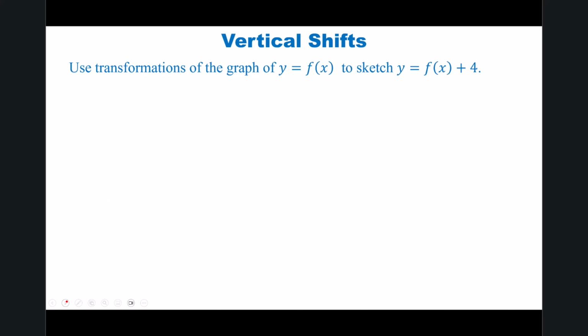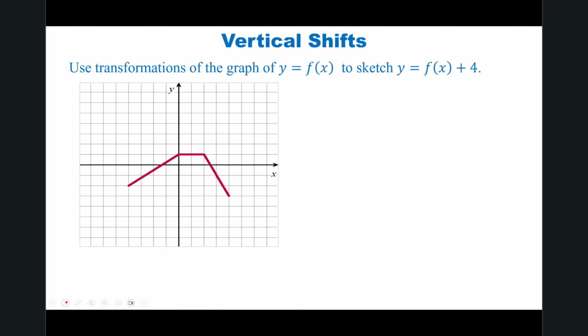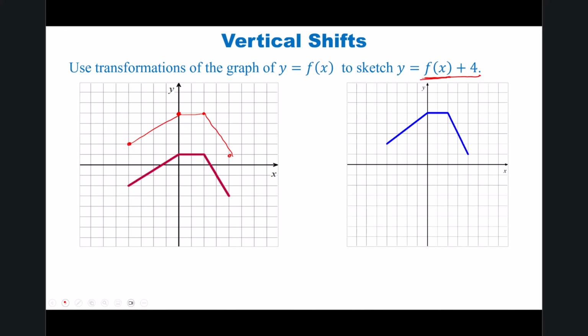Let's use transformations of the graph of y equals f of x to sketch y equals f of x plus 4. So if this is y equals f of x, just some random function, and I want to sketch y equals f of x plus 4, I'm going to take all the f of x values, or y values, and add 4. So each of my y values gets moved up 4. The whole entire graph is moved up 4. So if I have a plus 4 at the end of the function, I move the graph up 4. And there is the computer-generated version of our new graph.